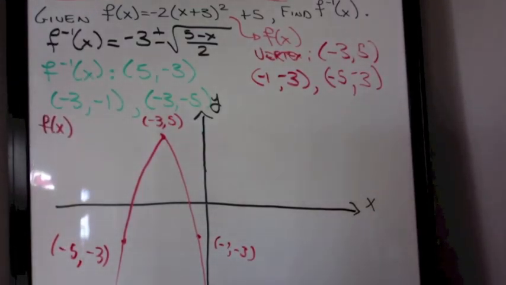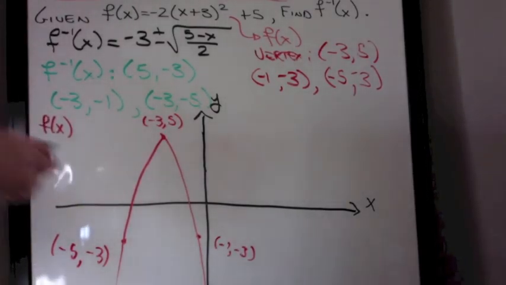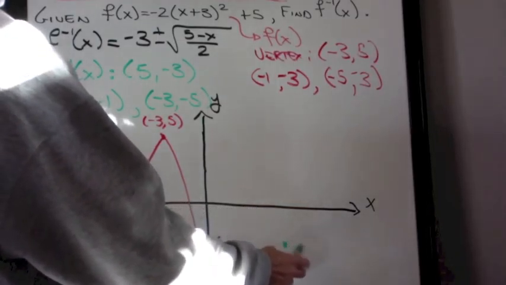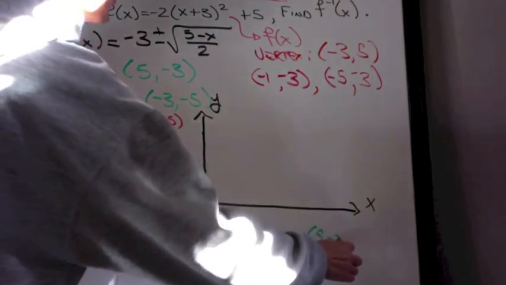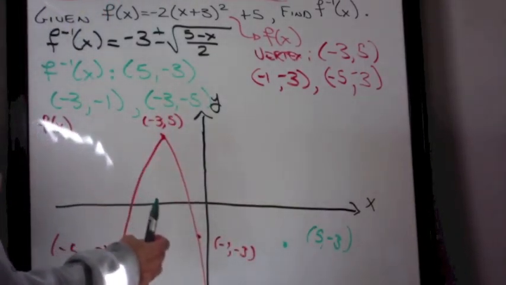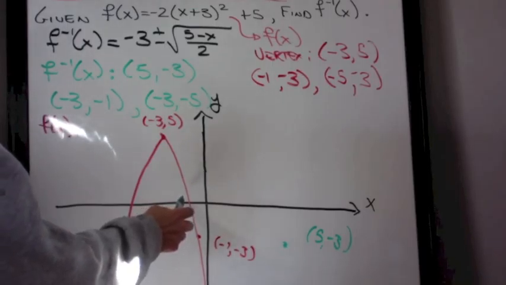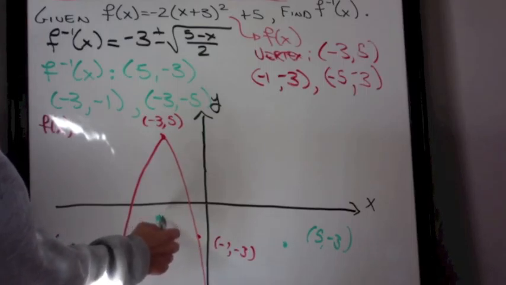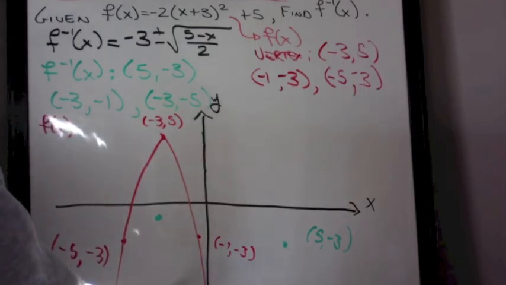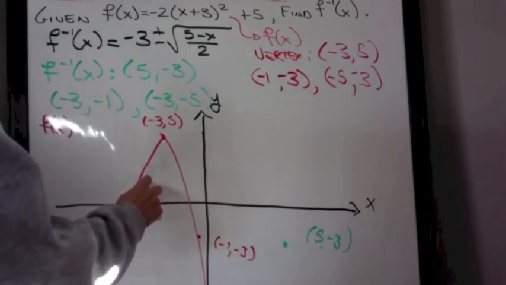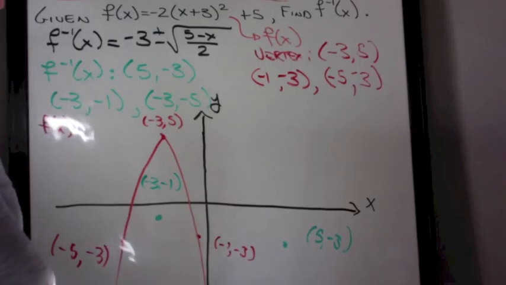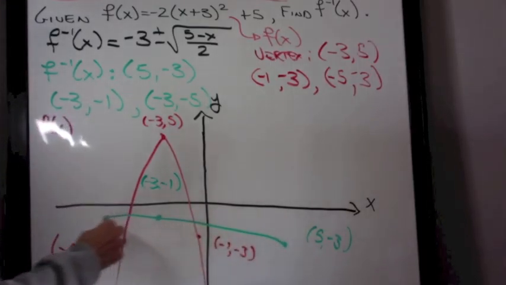All right, I did f inverse in green, so I'll do its points in green. So we have 5, minus 3, so we go over 5, down 3. So this is 5, minus 3. Then we have minus 3, negative 1. So let's say this is about minus 3, negative 1. Let's put it there, and negative 5. Okay, so this is the minus 3, minus 1, and this is the minus 3, minus 5. We have it going this way.